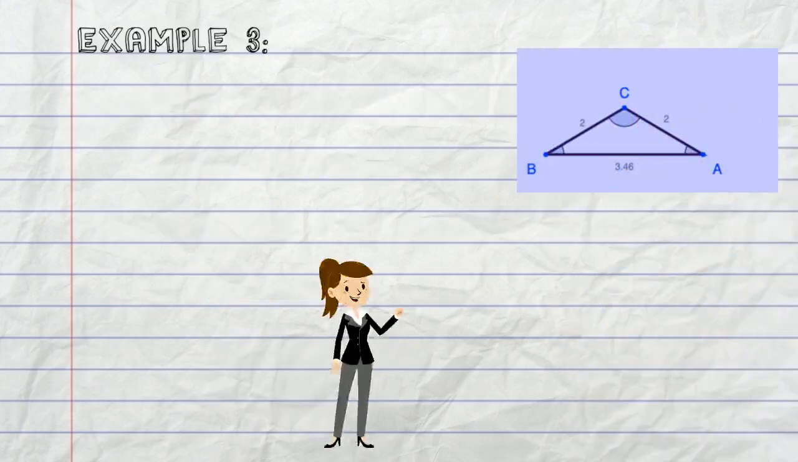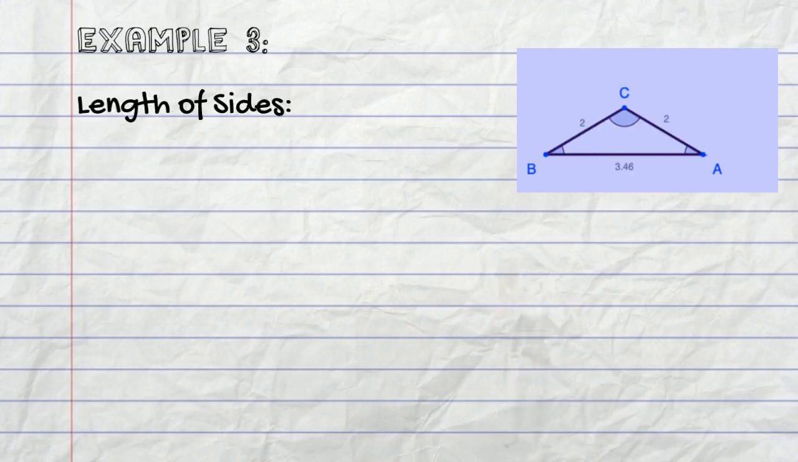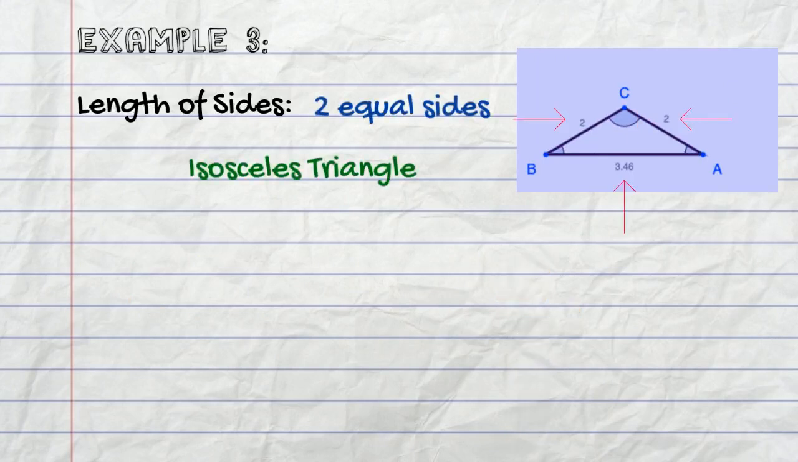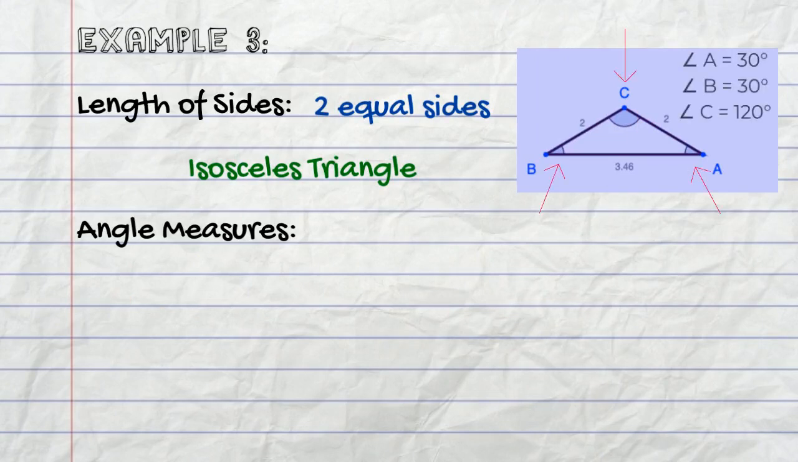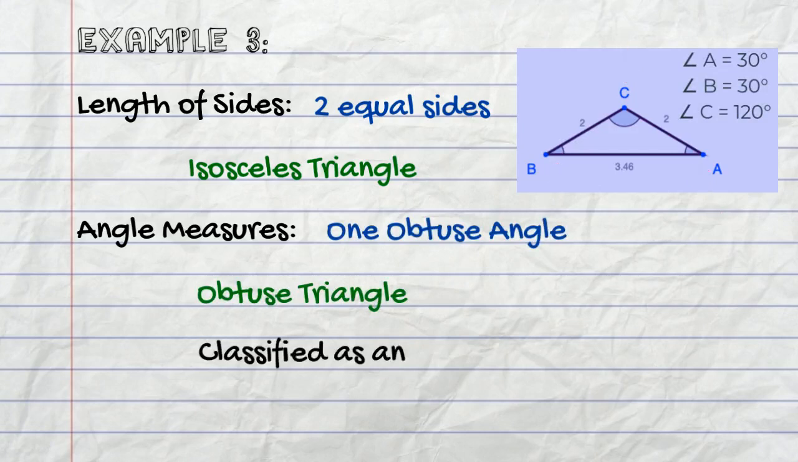Let's do another example. This triangle has two equal sides. That makes it an isosceles triangle. It also has one obtuse angle and two acute angles. That makes it an obtuse triangle. So this triangle is an obtuse isosceles triangle.